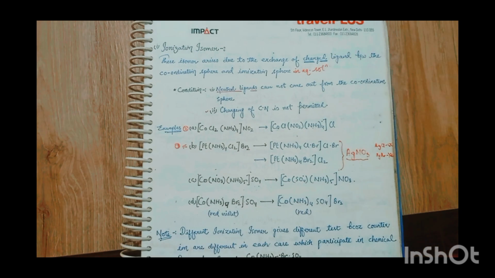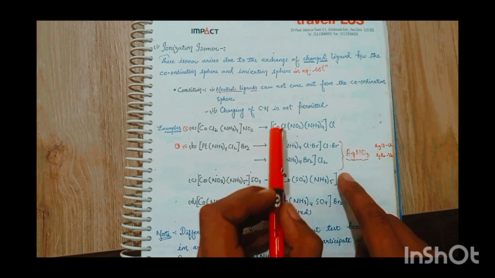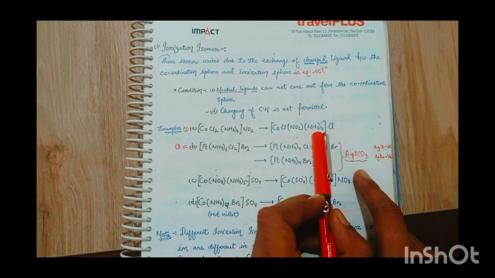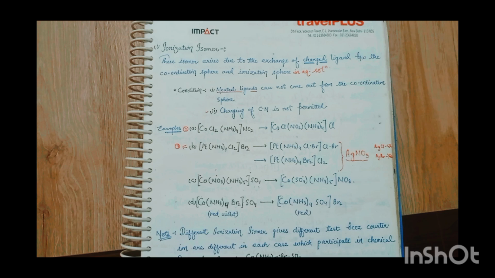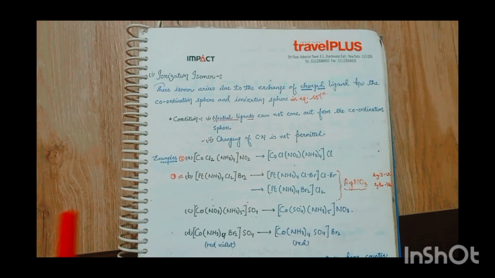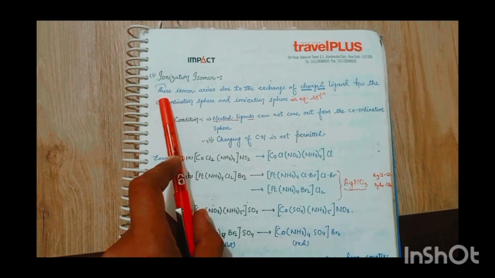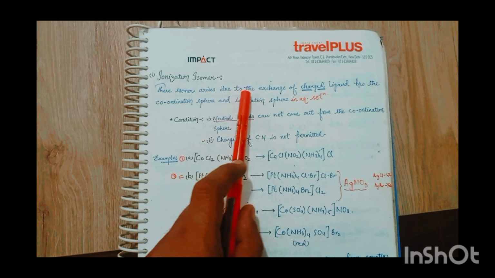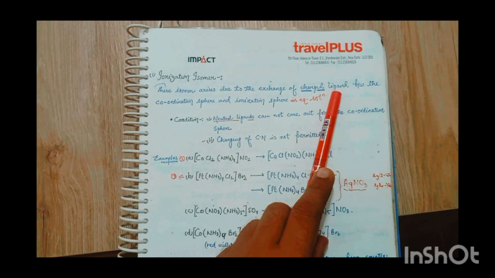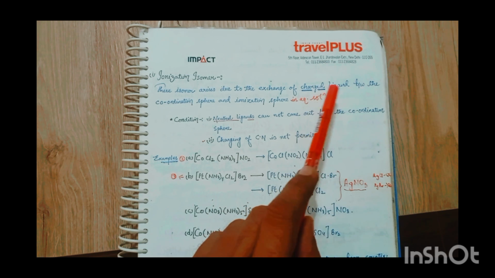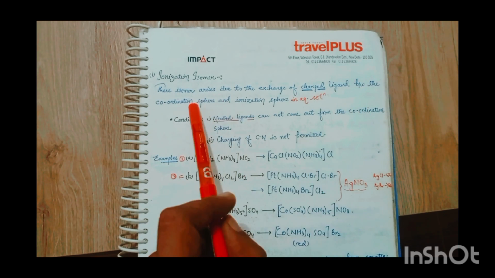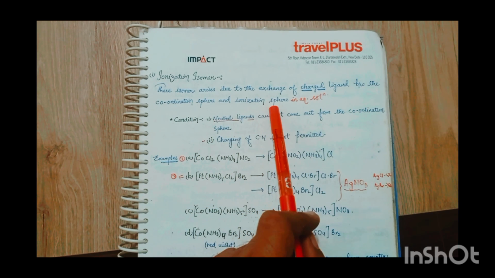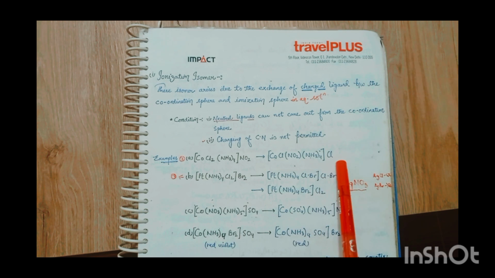I think some of you are wondering what the coordination sphere is. The things present inside the square bracket do not participate in a chemical reaction, and this square bracket is known as the coordination sphere. Again, I'm going to read the definition so that you can understand it well. These isomers arise due to the exchange of charged ligands, never the neutral ligand. Listen carefully, never the neutral ligand. You are not allowed to exchange the neutral ligand between the coordination sphere and ionization sphere. What is the ionization sphere? The things present outside the coordination sphere, or you can say the counter ion.